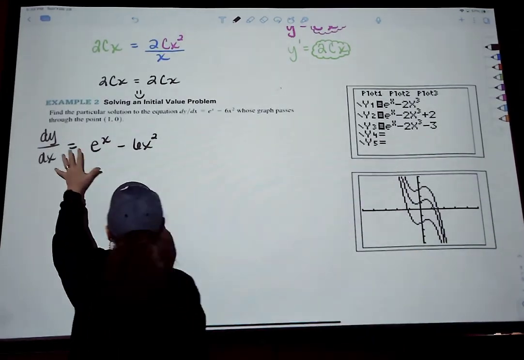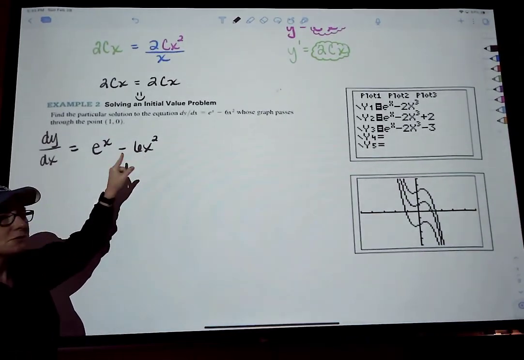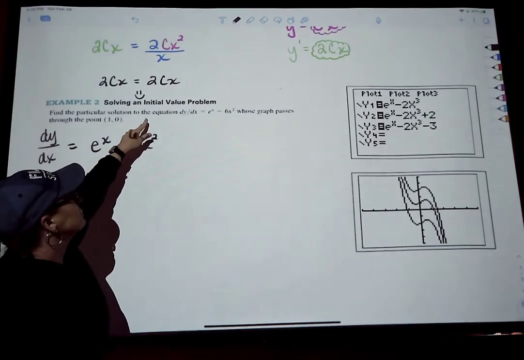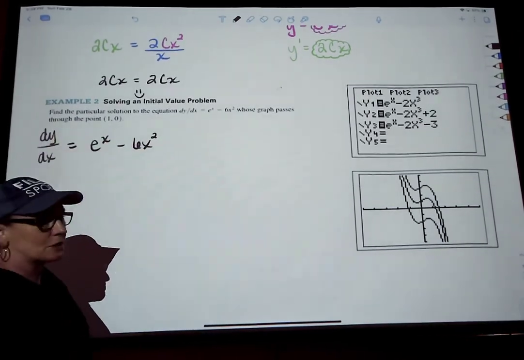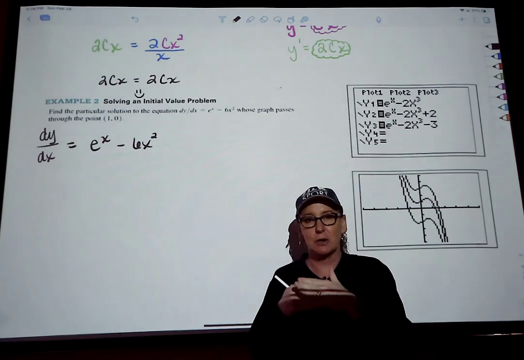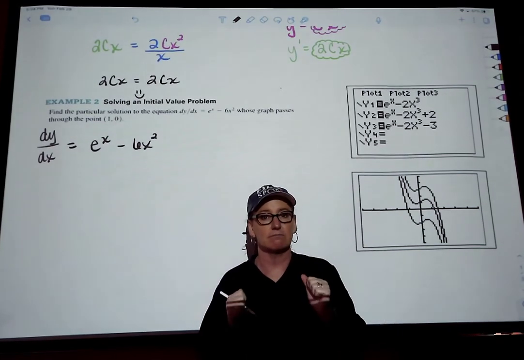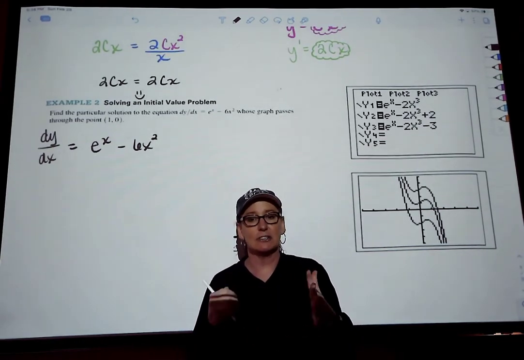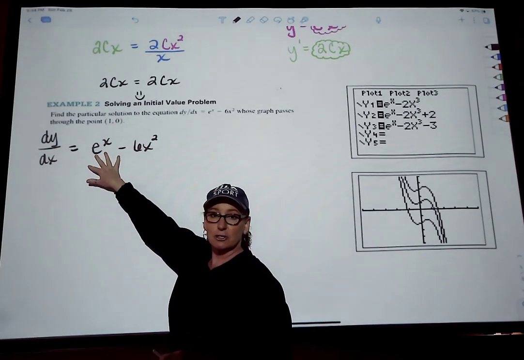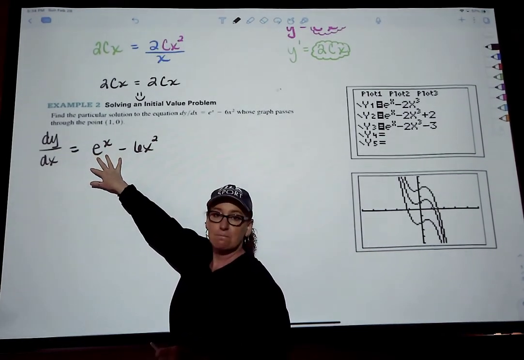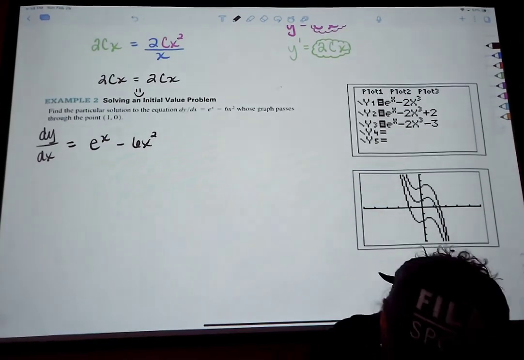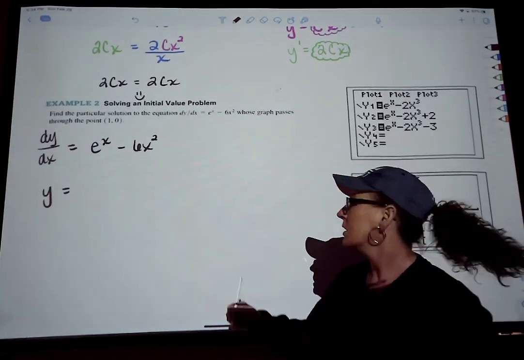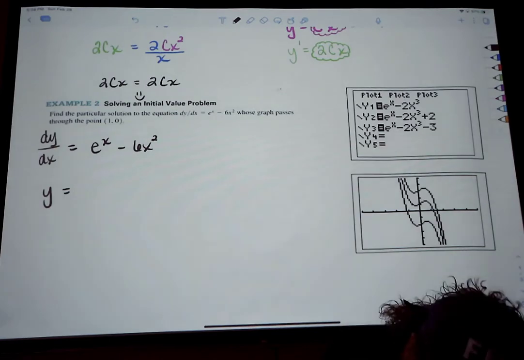I'm giving you, here's a differential equation, doesn't have a y in it though. This one is actually a very simple one to solve. So it says, find the particular solution whose graph passes through this point. So when I solve a differential equation, I'm basically needing to do an antiderivative on it. And this I can do an antiderivative on very easily. Let's go. So antiderivative, I'm calling it y. And antiderivative of e to the x is e to the x.